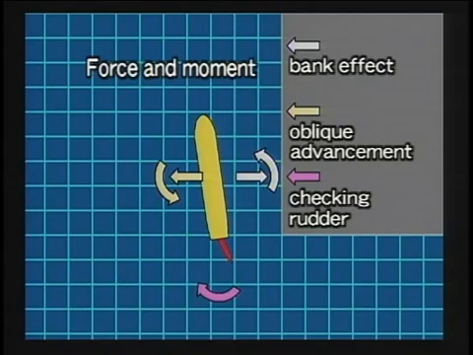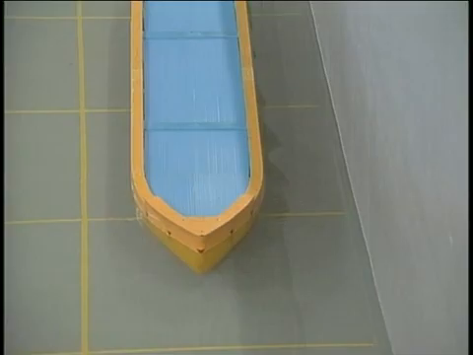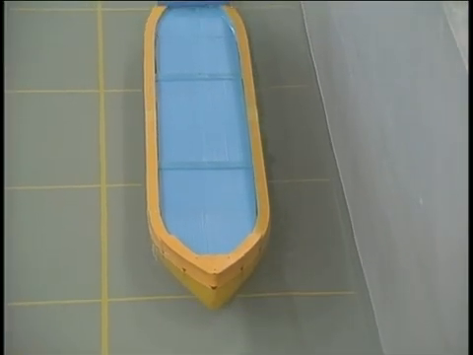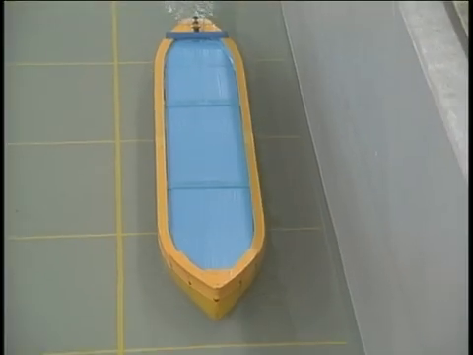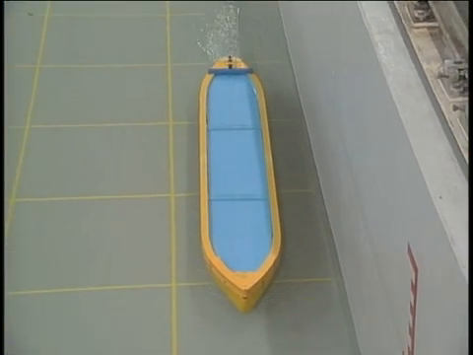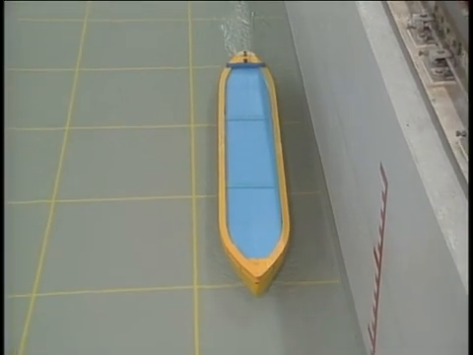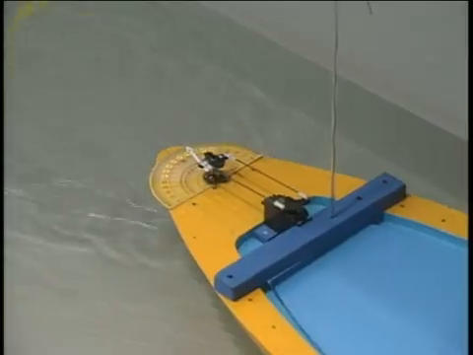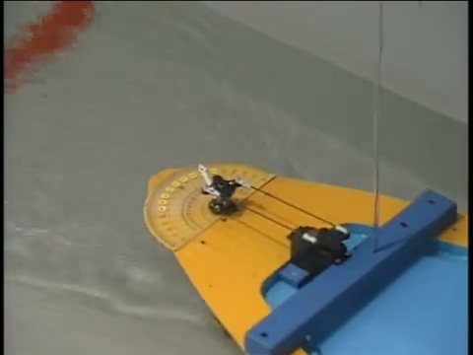This means that the turning moment and the force produced by the proper angle of checking rudder can offset the forces and turning moments generated by bank effect and oblique posture. To prevent contact with the bank at the stern, it is necessary for a ship to steer toward the bank. The ship can then maintain a parallel track to the bank.